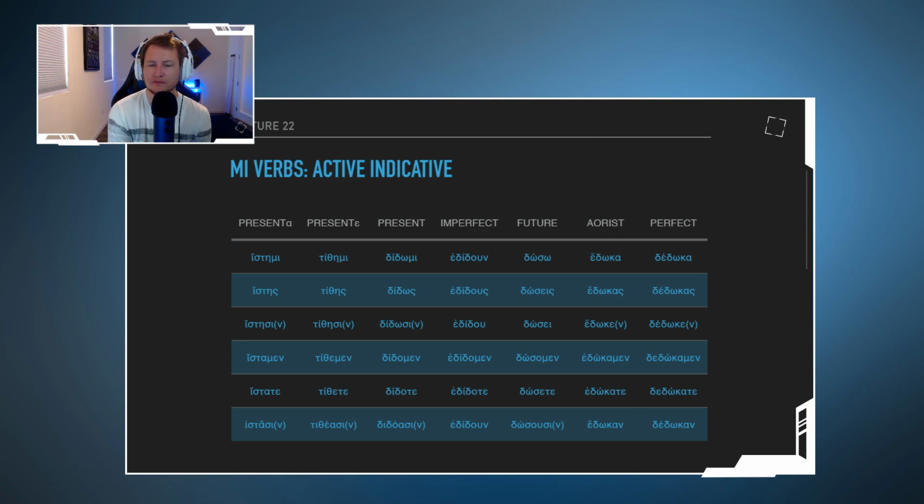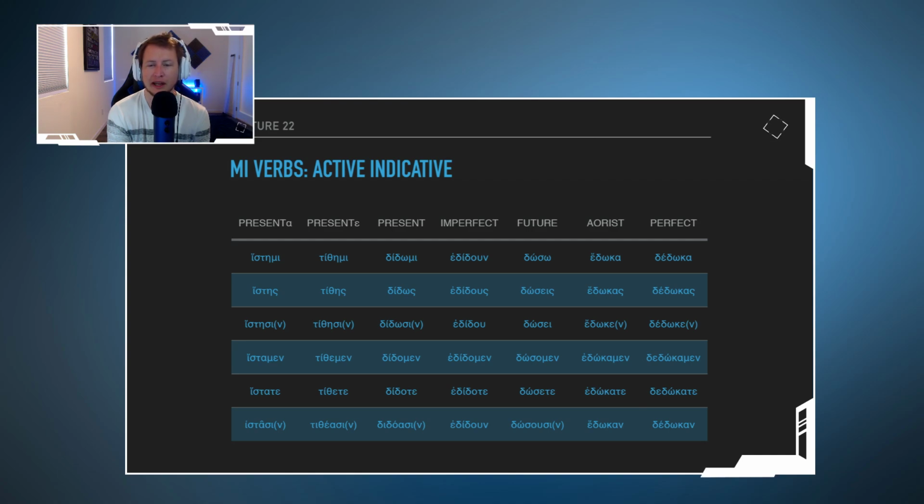Look at the imperfect. We'll use didōmi just because it's clean and simple. Didōmi becomes edidoun, edidous, edidou, edidomen, edidote, edidosan. Okay? So I was giving, you were giving, he was giving, we were giving, you all were giving, they were giving. Remember, in the imperfect first person singular and third person plural, they're identical. Context is key.